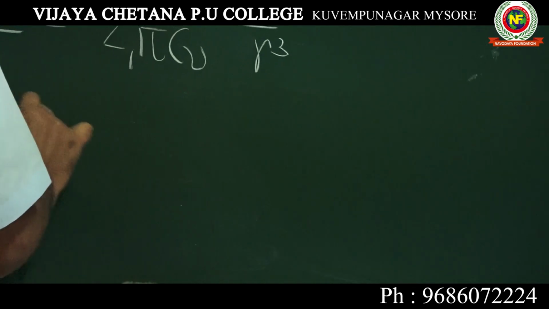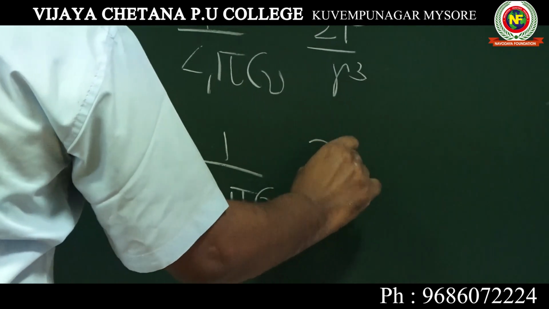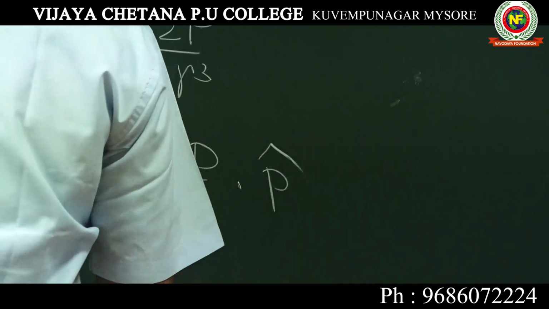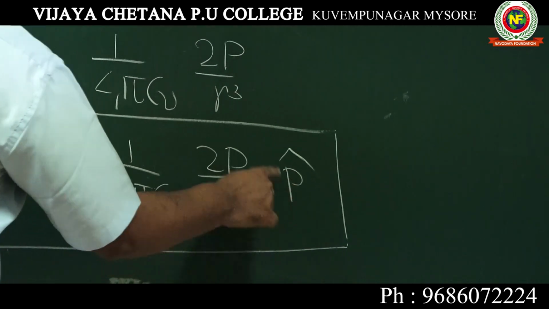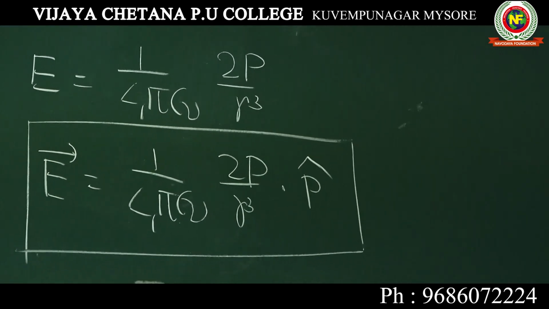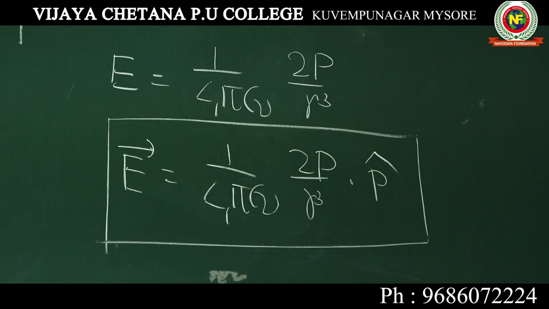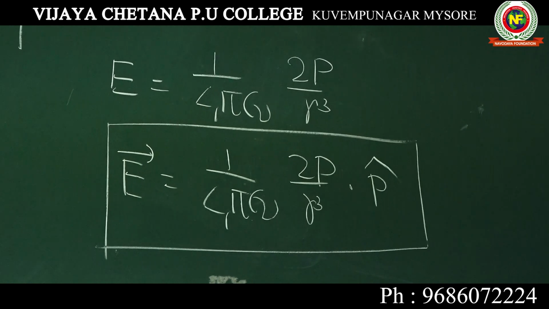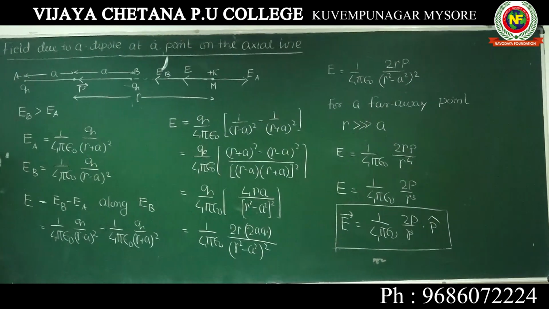Therefore, intensity vectorially is 1 by 4 pi epsilon naught 2p by r cube into p cap. Electric intensity follows the direction of dipole moment. Therefore, I multiply it by p cap, which is a unit vector in that direction. Okay. So this is the expression for electric intensity. Remember, this is a most probable question for 5 marks in the examination.